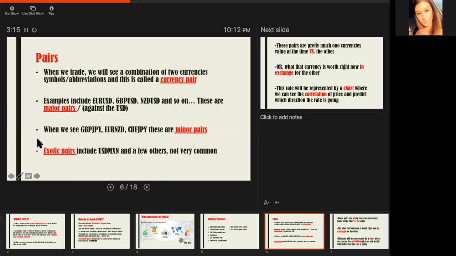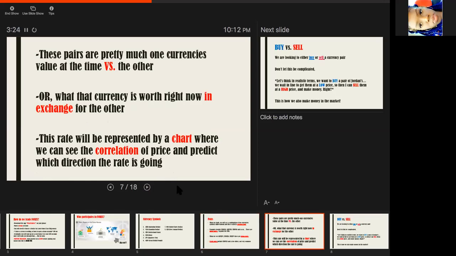And then we have exotic pairs, like the Mexican peso and stuff, but they're not very commonly traded. I've never traded them, because of the economy. These pairs are pretty much one currency's value at the time versus the other, or what the currency is worth right now in exchange for the other currency. The rate will be represented by a chart where we can see the correlation of price and predict which direction the rate is going. And so now we're getting to how we're going to make our money.